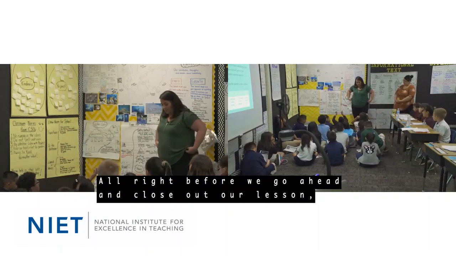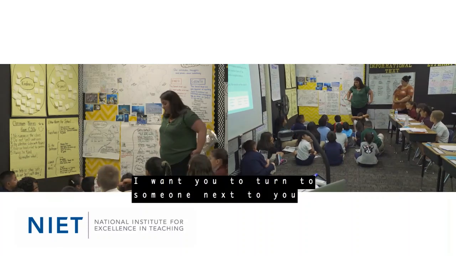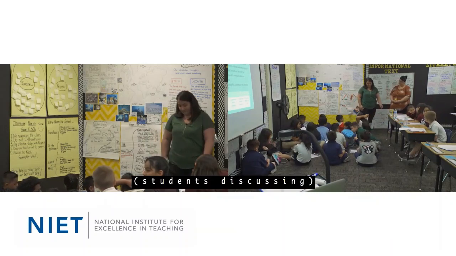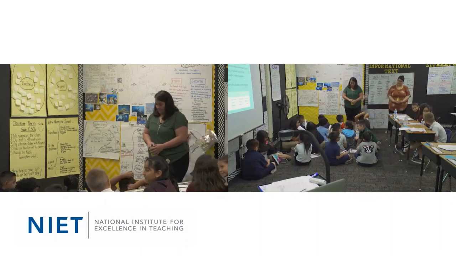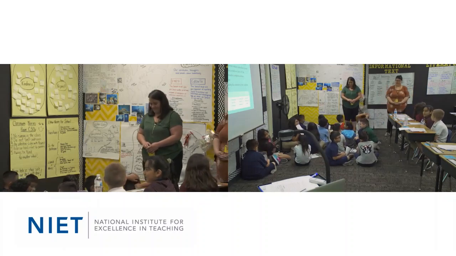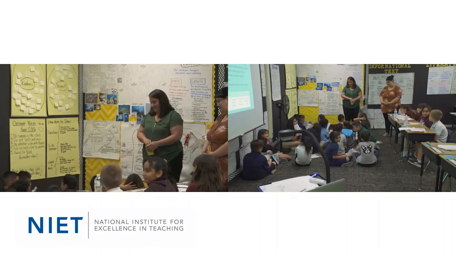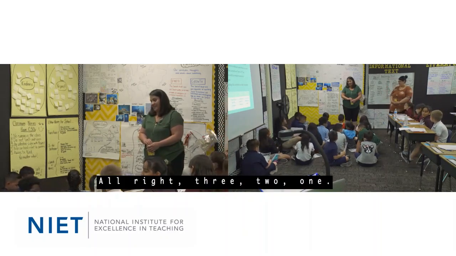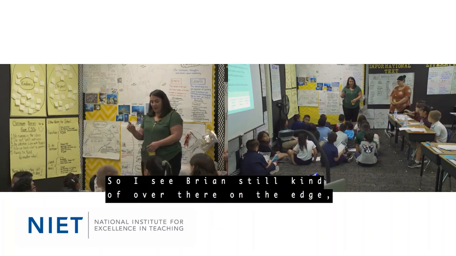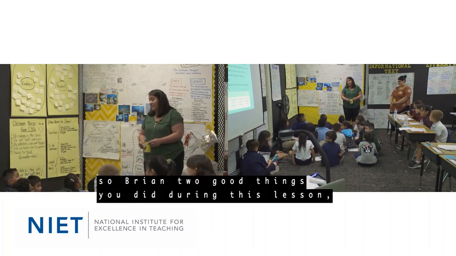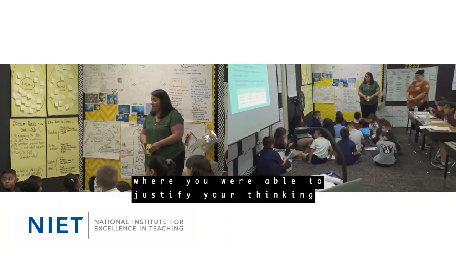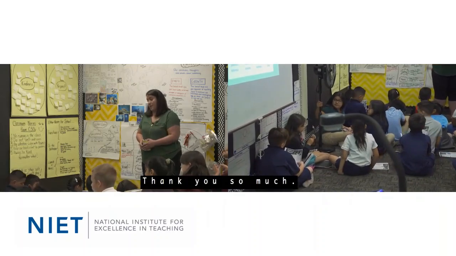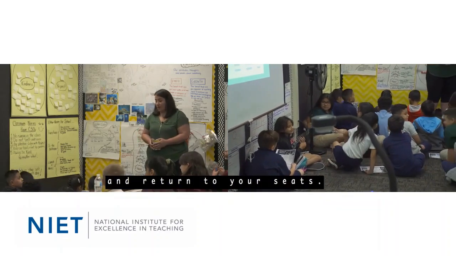All right. Before we go ahead and close out our lesson, I want you to turn to someone next to you and tell them two good things they did during this lesson. All right, 3, 2, 1. So I see Brian's still kind of over there on the edge. So Brian, two good things you did during this lesson were you were able to justify your thinking with text evidence and you were a good partner when you were at your seat. Thank you so much. All right, if you are from Math Sharks, go ahead and return to your seats.